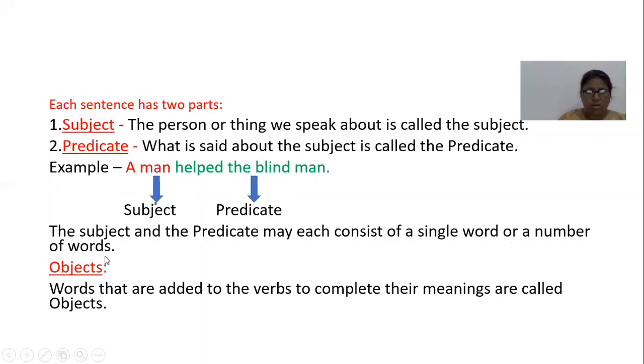Objects. Words that are added to the verbs to complete their meanings are called objects. For example, the verb in the sentence is help, and after help I have added the blind man. So the blind man here is the object. If I put a question, what or whom, to the subject, I get an answer. Whom did the man help? The blind man. So the blind man here is the object.